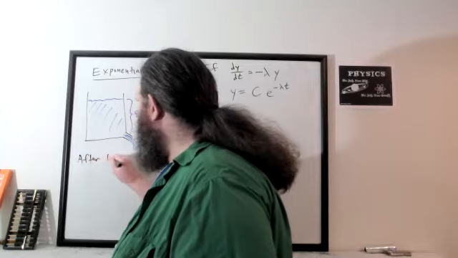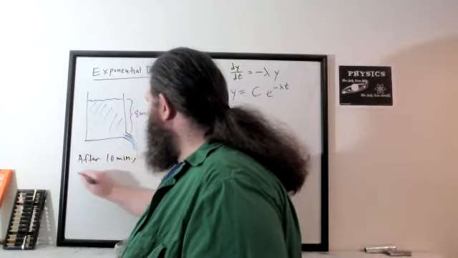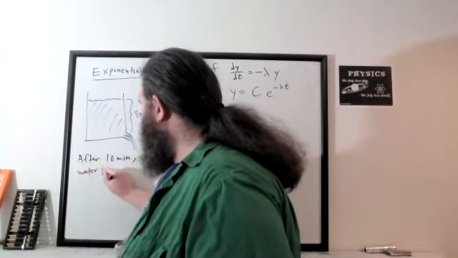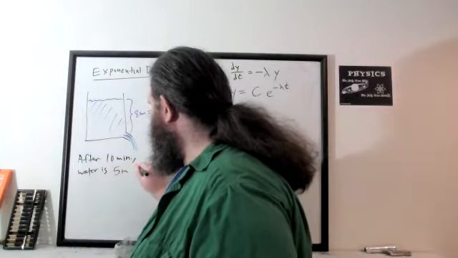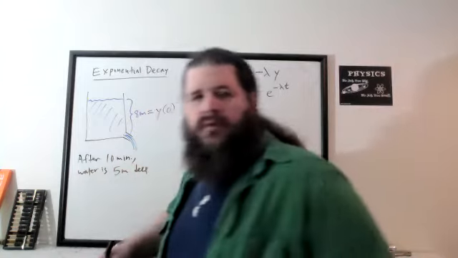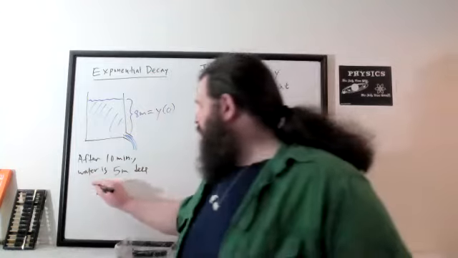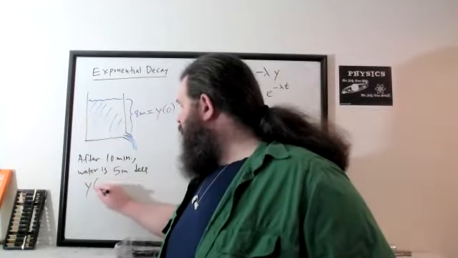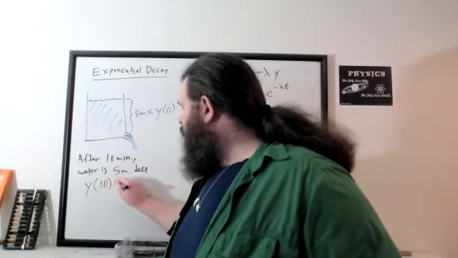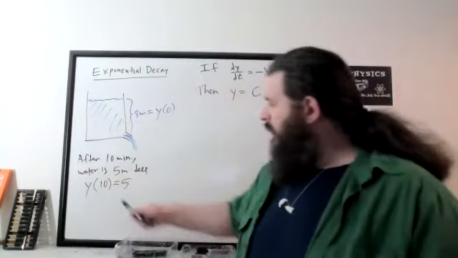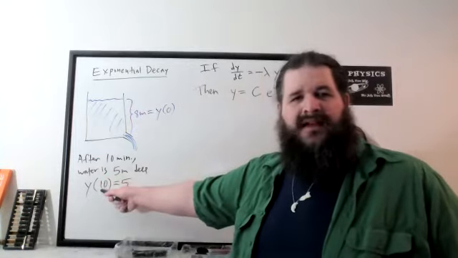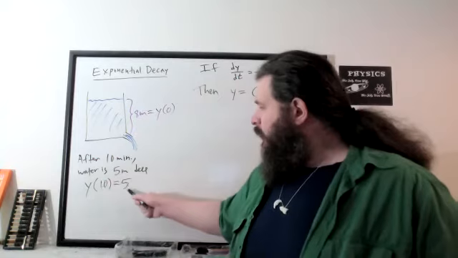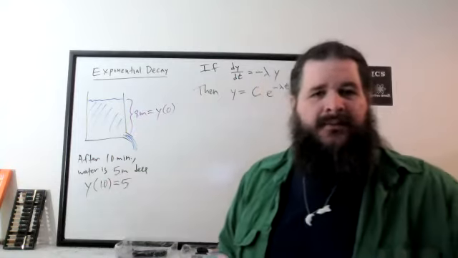After 10 minutes, water is now 5 meters deep, which we can write in terms of y and t as well. We can write it as y of 10 equals 5. That is when t, the input, is 10 minutes, y, the output, is 5 meters deep.